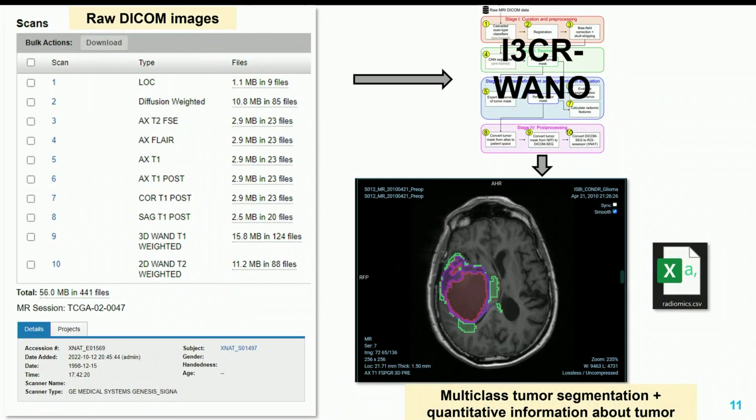So at a very high level, this is what I3CR-WANO does. You feed it different raw DICOM scans, and there is an end-to-end processing with no manual intervention required, and it outputs a tumor segmentation mask and quantitative information about the tumor.